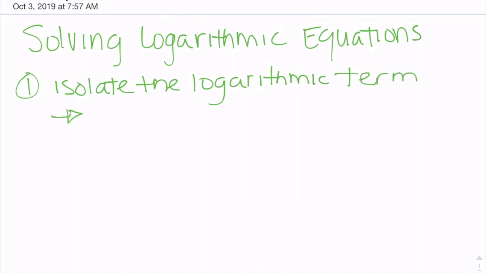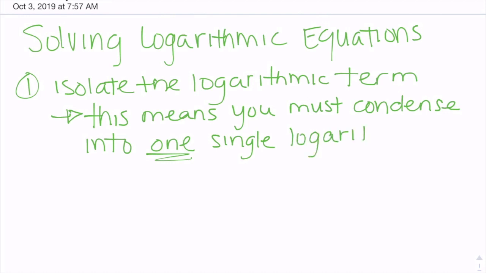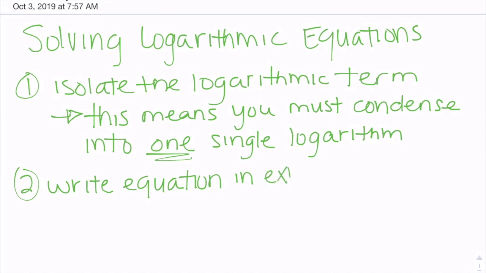And so you want to keep in mind that if we're isolating the logarithmic term, this means that you must condense any logarithms into one single logarithm. Okay, so step 2 is that you want to write the equation in exponential form. And step 3 is you want to solve for the variable.